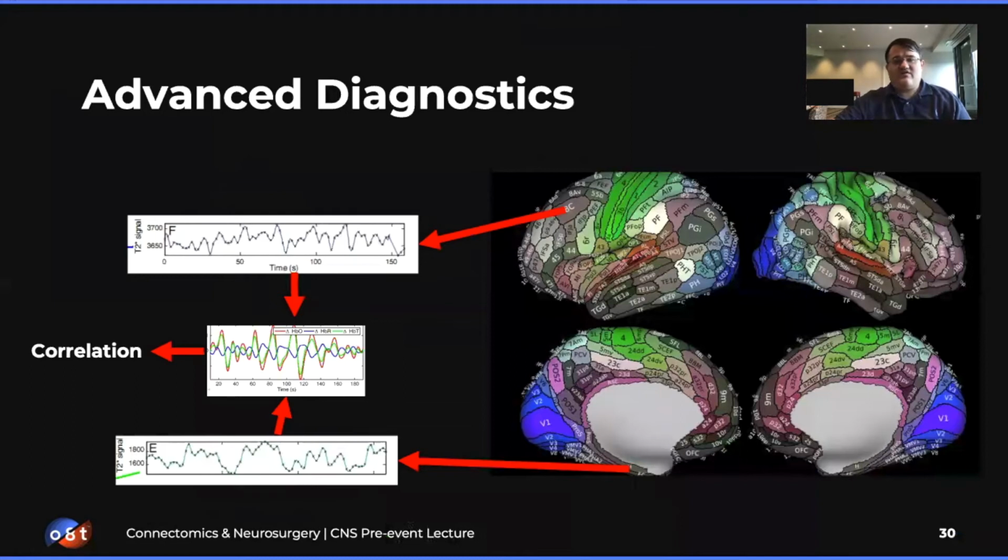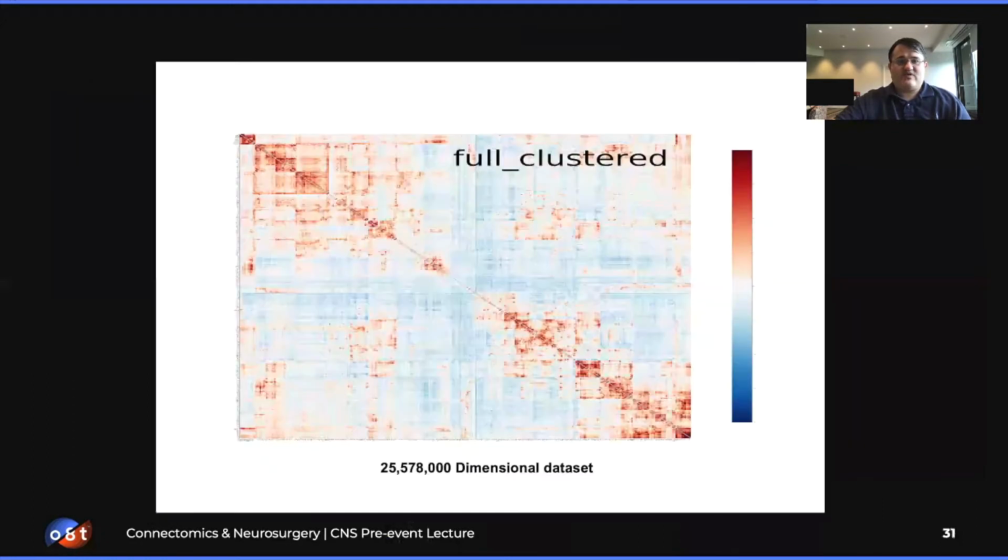So again, functional connectivity is comparing the BOLD signal between 2 areas and getting a correlation between them. And when you do that, you acquire an enormous data set, both structural and functional connectivity.